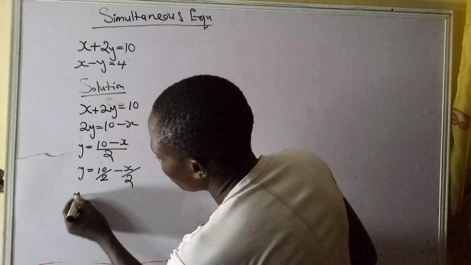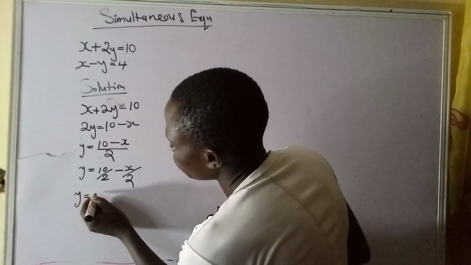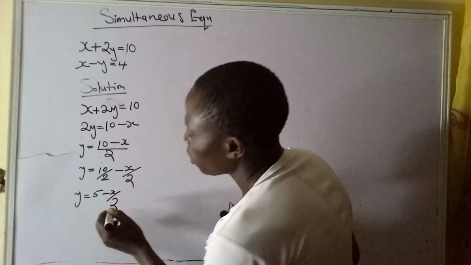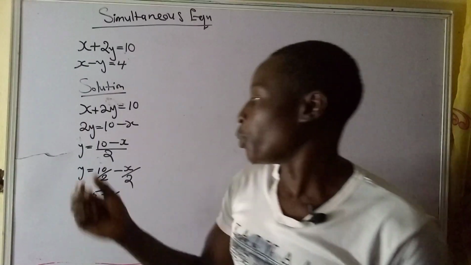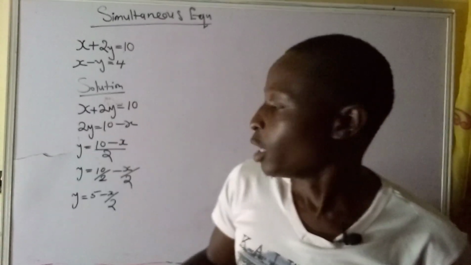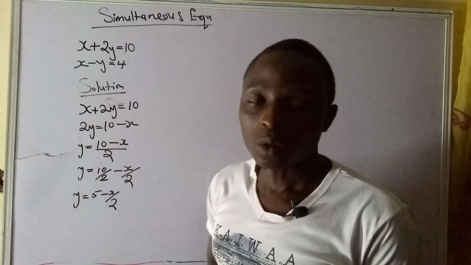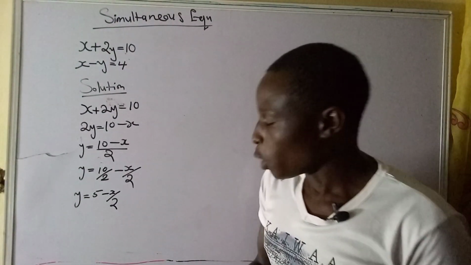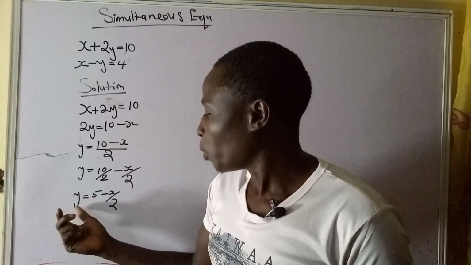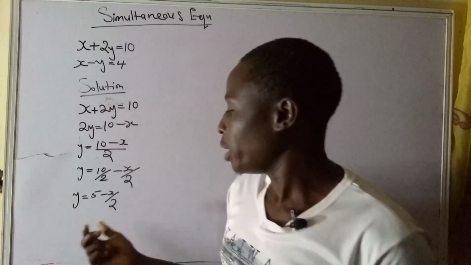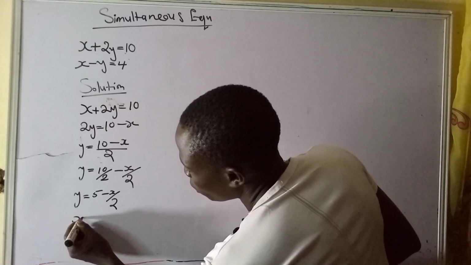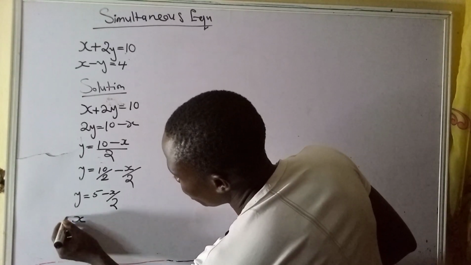So y is equals to 10 divided by 2 is 5 minus x all over 2. The reason why I separated the 2 for the x and the 10 is because 2 can go into 10 5 times. So now we are going to make a table of this equation, y in terms of x. So what I will do is to form x and y.